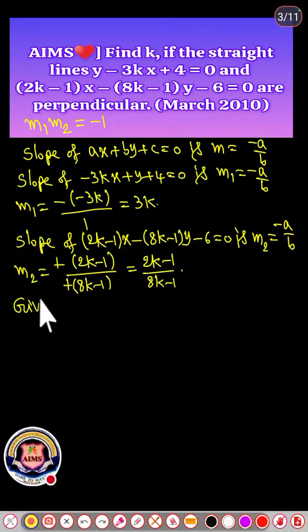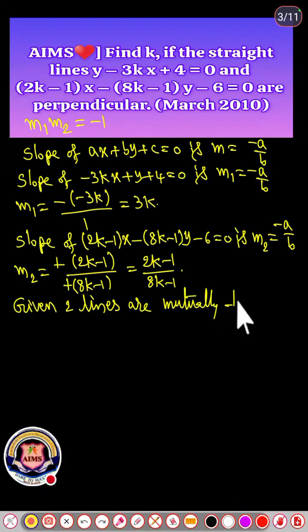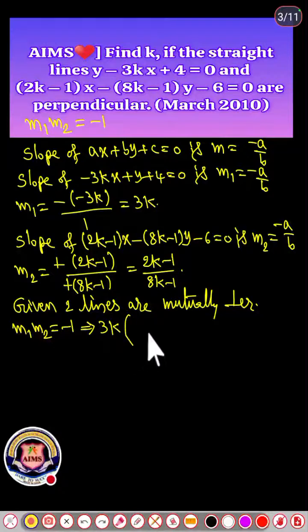According to the given problem, the given two lines are mutually perpendicular, or normal ga perpendicular. Perpendicular means m1 m2 equal to minus 1. What is m1 value? 3k into m2 value (2k minus 1) by (8k minus 1) equal to minus 1. Just substitute m1 m2 values here.